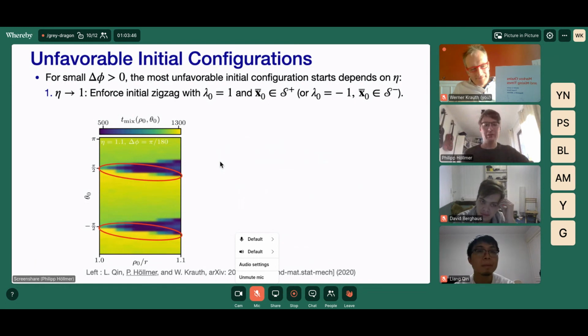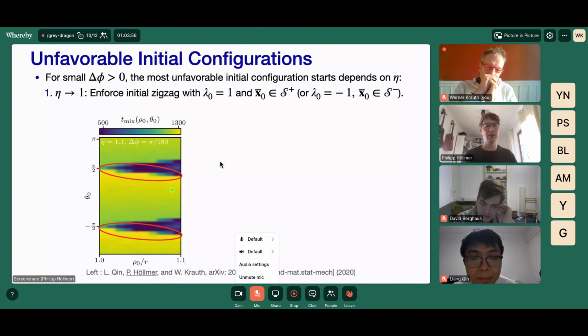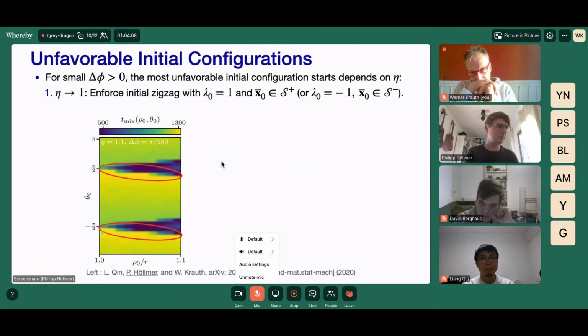This heat map shows the time where the total variation distance decayed to 1/4, depending on the initial configuration x0. You can see here I drew the red circles, the maximum region, or the maximum mixing times, exactly at the point where we enforce an initial zigzag. And then I just chose, for example, this point here directly at the left, because it was the easiest to determine.